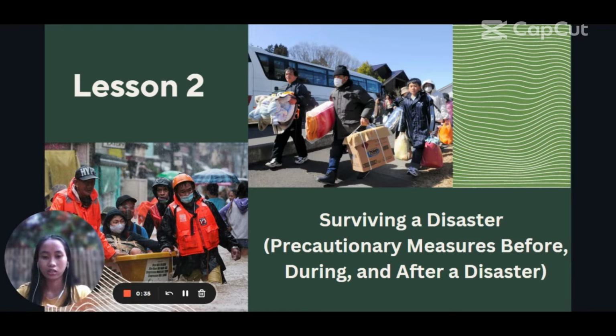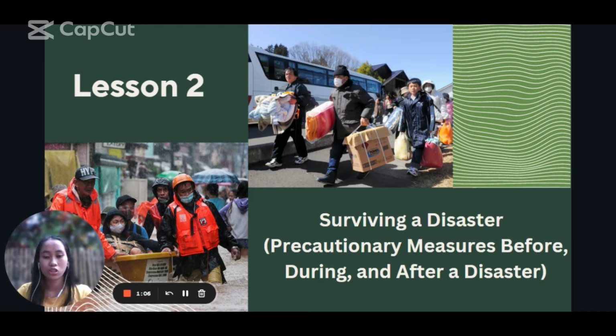In this lesson, we will be discussing how to survive a disaster, knowing that our country is one of the most disaster-prone countries in the world. This lesson will give us some tips on what to do before, during, and after a disaster, specifically in floods. But before we discuss the precautionary measures, let us first know the definition of terms.